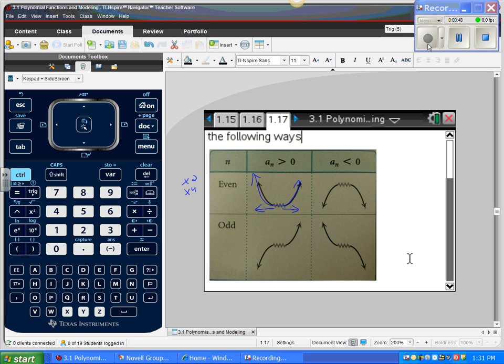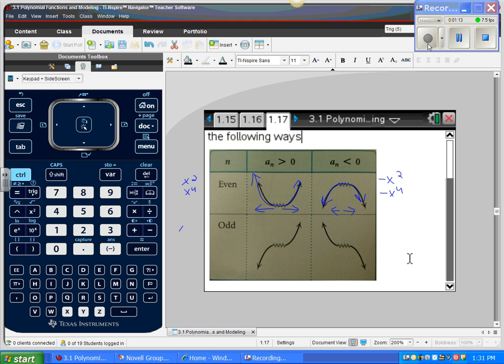Okay? If the leading coefficient is less than 0, meaning negative x squared, negative x to the 4th, as x approaches positive infinity, the function is going to approach negative infinity. And as x approaches negative infinity, the function is going to approach negative infinity. So it has the same end behavior on the right-hand and the left-hand side of the function.